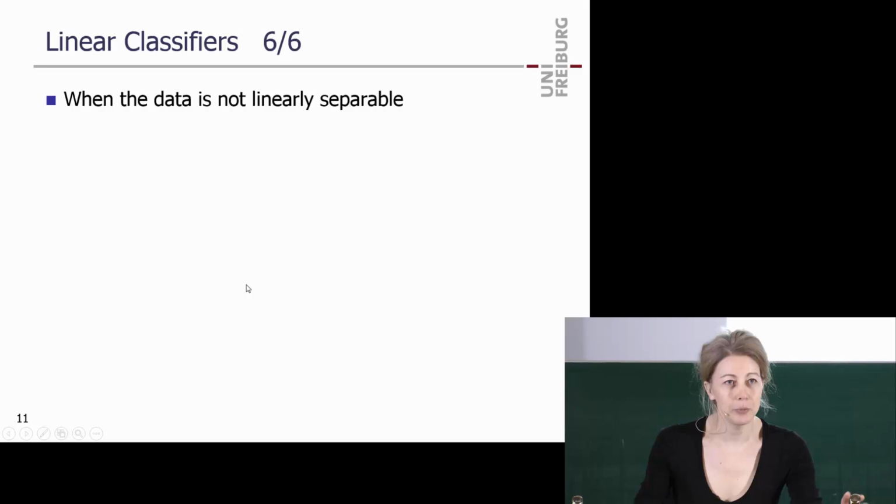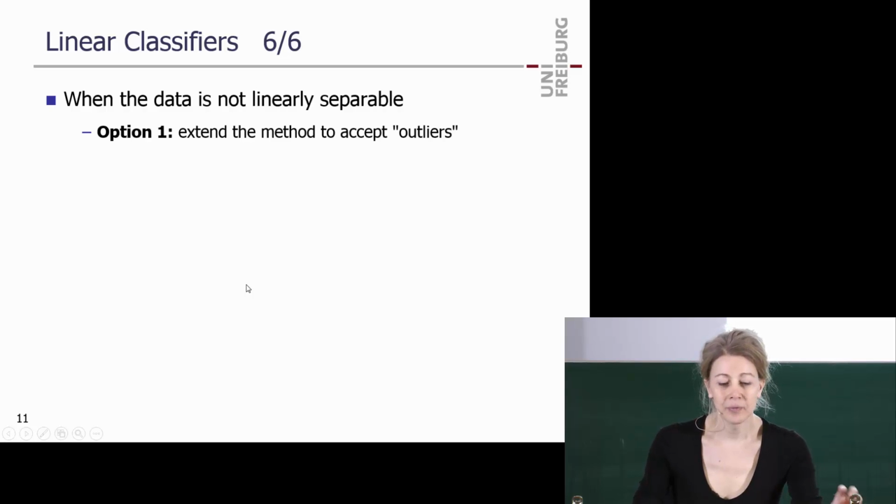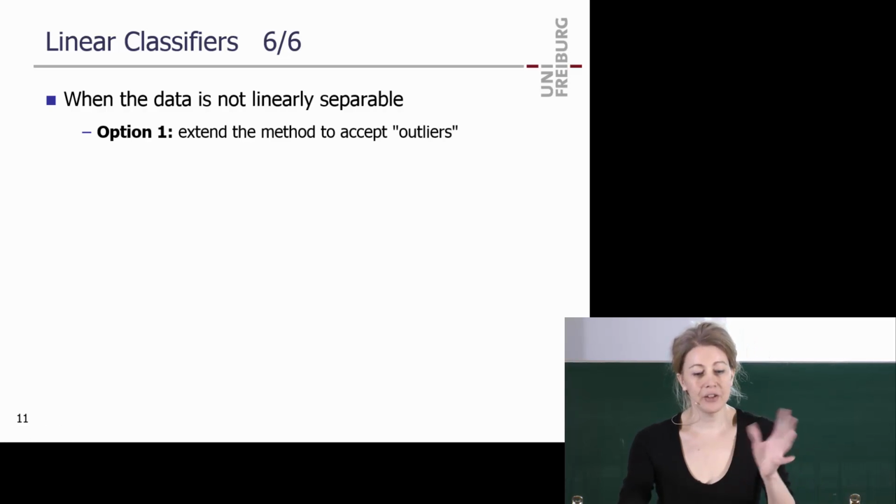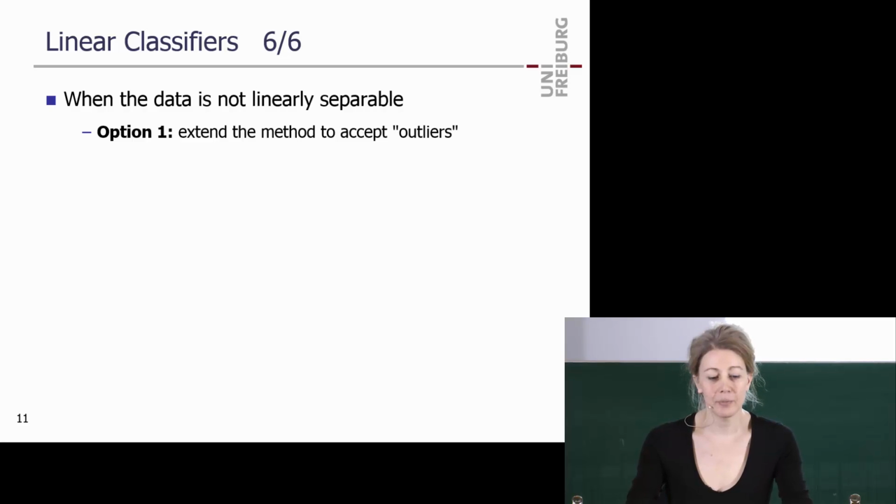Yeah, what do you do then? That will be the typical case, right? Well, one is you extend your method to accept outliers somehow.